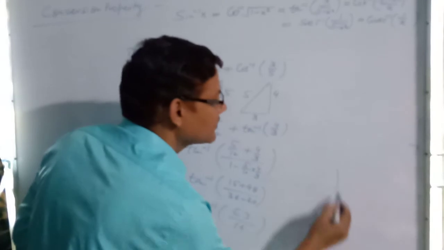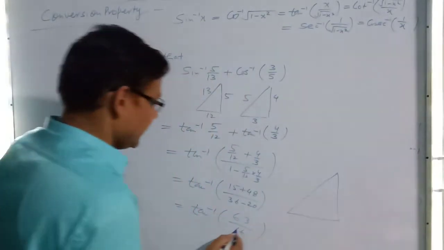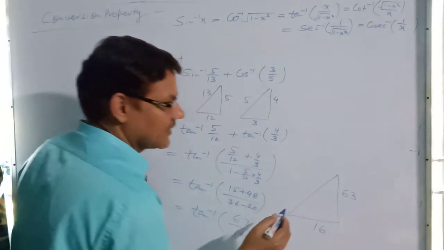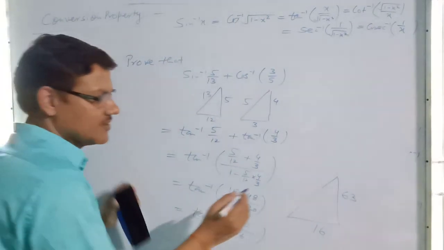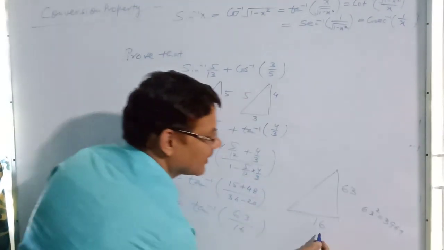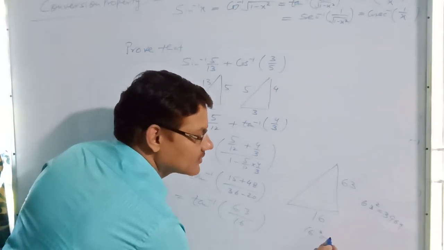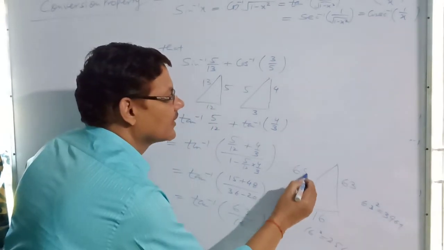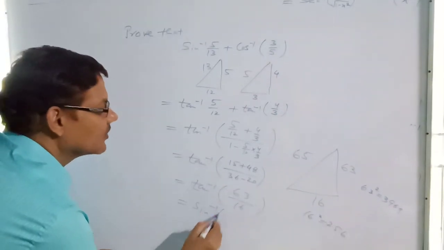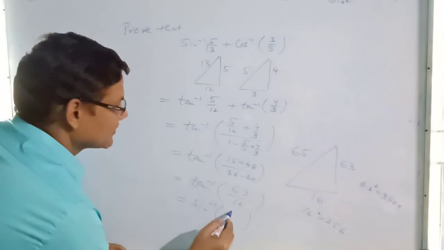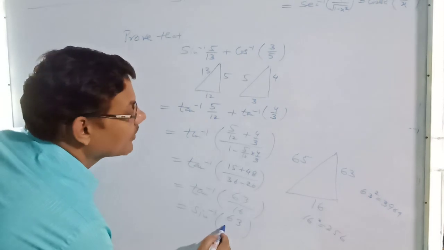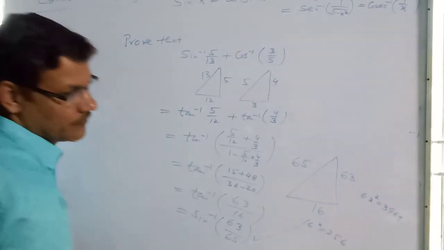And when we wish to change it, it is 63. Which one? This. And it is 16. When we square it, 63 square is 3969, and 16 square is 256, and when we add and take the root, it comes as 65. So now it may be written as sin inverse of 63 by 65. Okay.